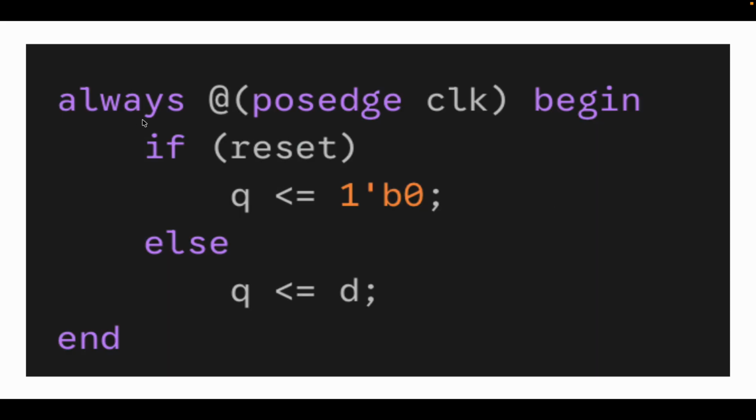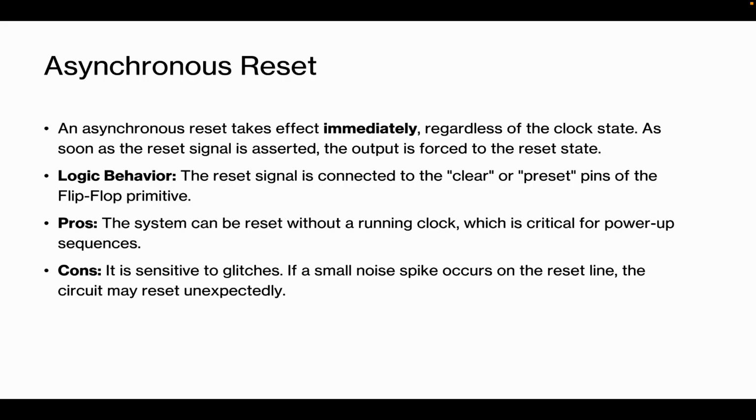See, always at the positive edge of the clock you will begin. If reset is 1, your Q output will be 0, or else it will be the same as input D. This is what we mean by a synchronous reset.